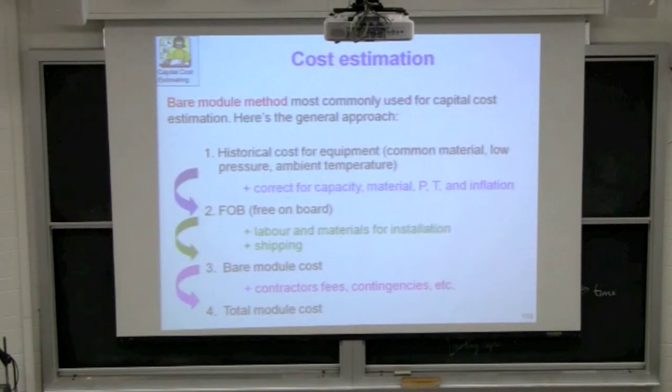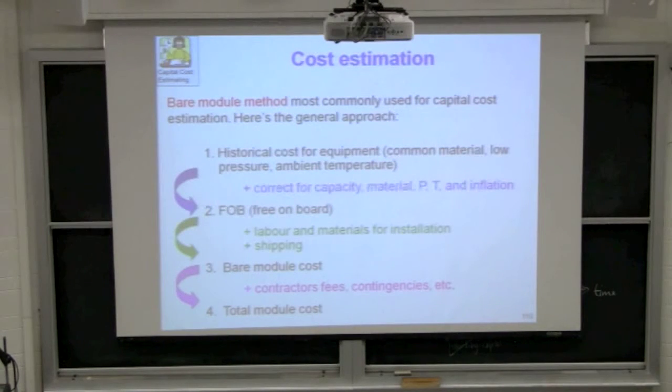So if we're buying a pump and our database tells us that a pump back in 1970 was made from carbon steel for low pressure, low temperature, we can still use that value. You don't have to say, well, my pump isn't the same as that one. You can still take the pump that was made in 1970, for example, adjust for inflation, adjust for temperature, adjust for pressure, adjust for material of construction. There's another term that we have to adjust for, capacity.